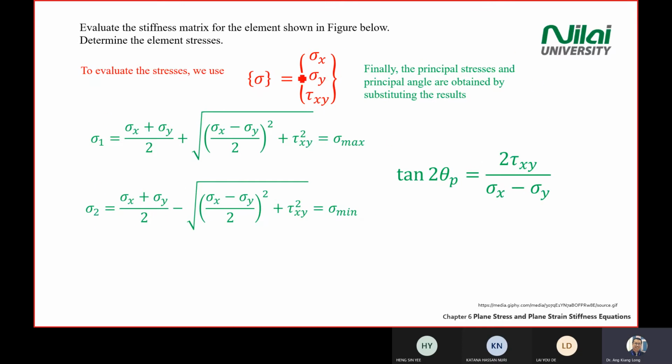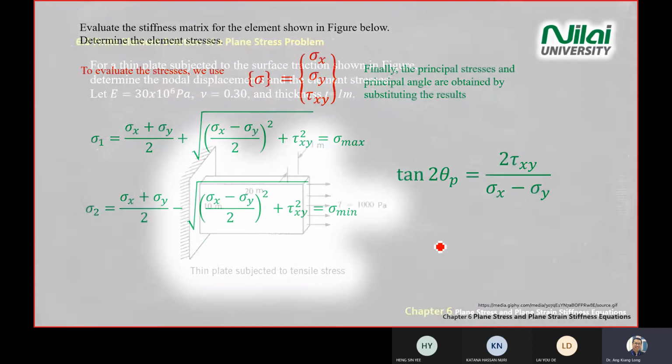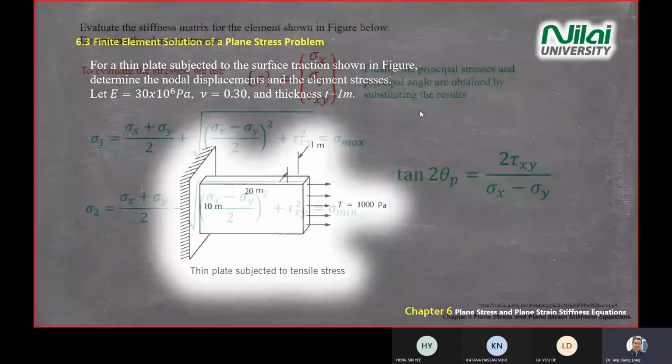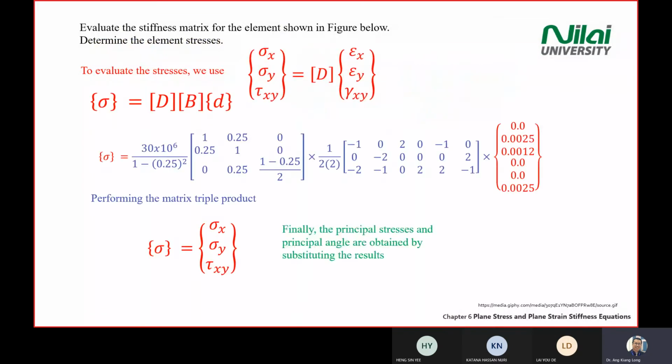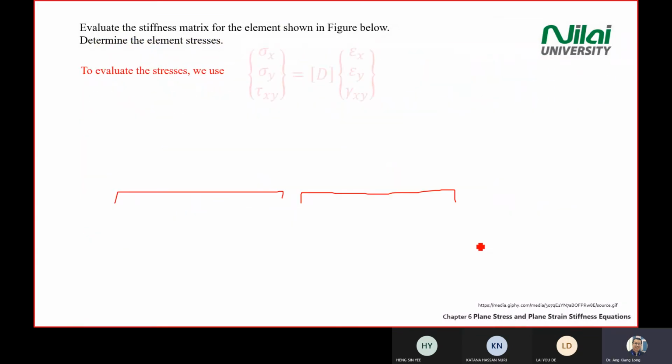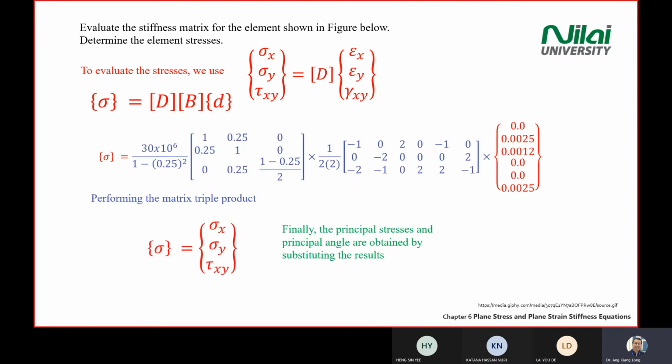Then you use the shear stress, stress X and Y, and strain value to get the theta, tan 2 theta principal equals this equation. Then you can get all the answers. All right. The next slide is also the same, but just now we looked at the triangular cases. All right. Now what happens if you have rectangular cases?